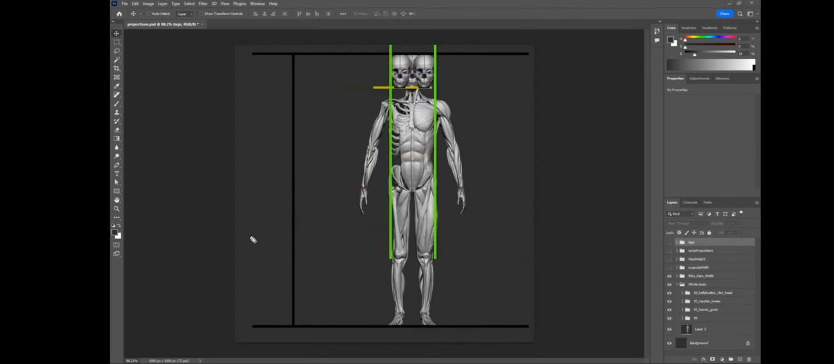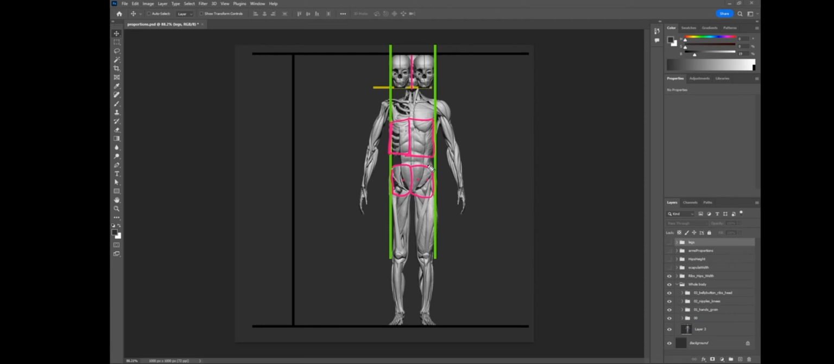Another really useful measurement is going to be the width of the hips. The hips are about 2 heads wide, but this is not the height of the head. This is going to be the width of the head. So this is really useful to think about, that about 2 heads wide. And this also applies to the rib cage as well. As you can see here, this is pretty standard.